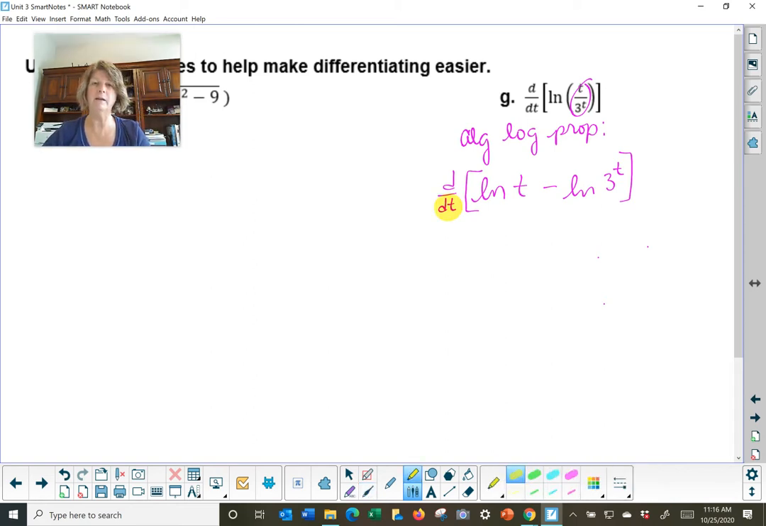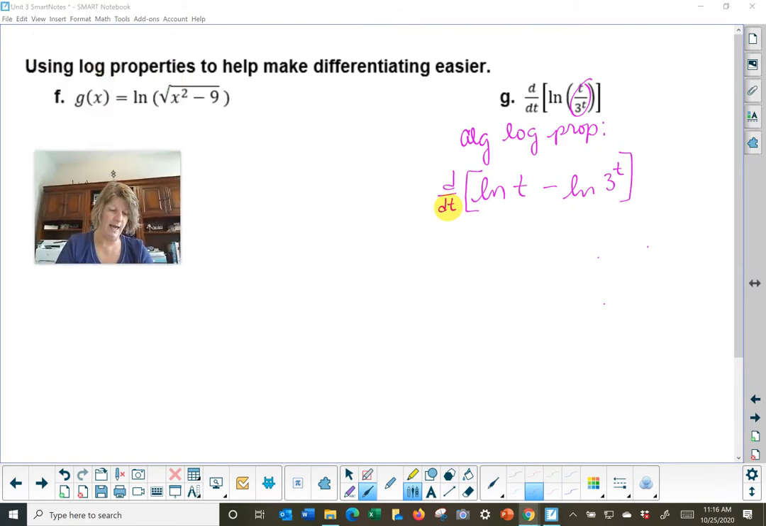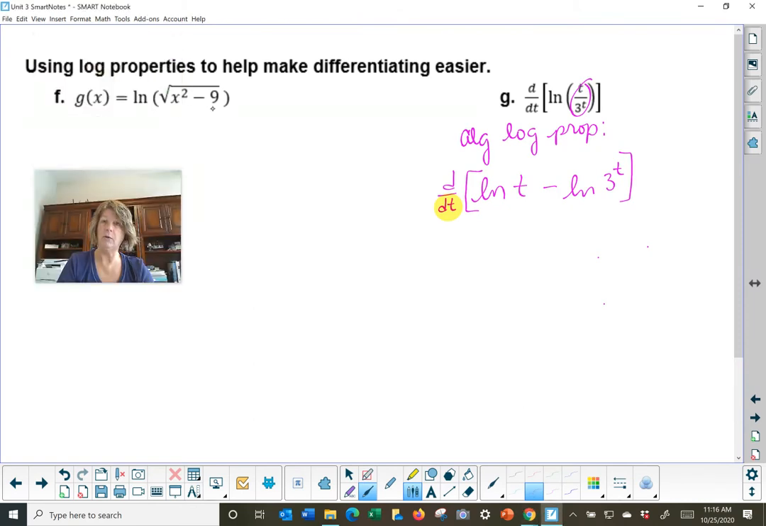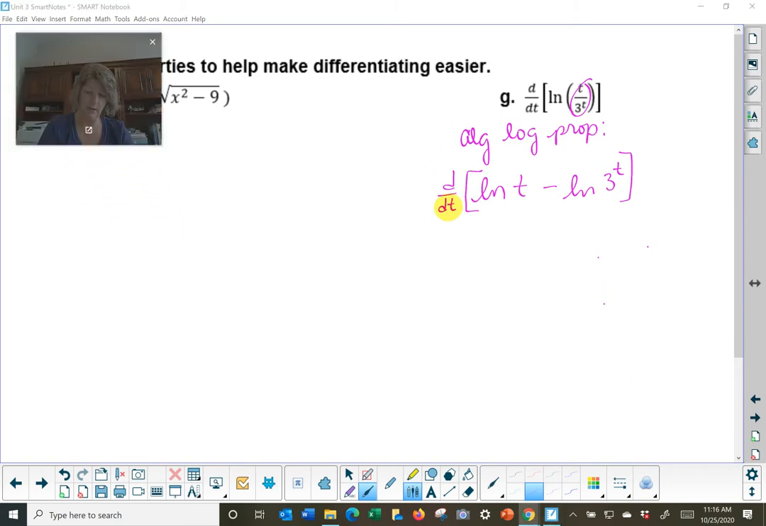When have we been working with t's? A little bit, but not a lot. So this just tells me my independent variable has now shifted to t rather than x like we were seeing in problem F. Okay, so I can just take each individual log, can't I?